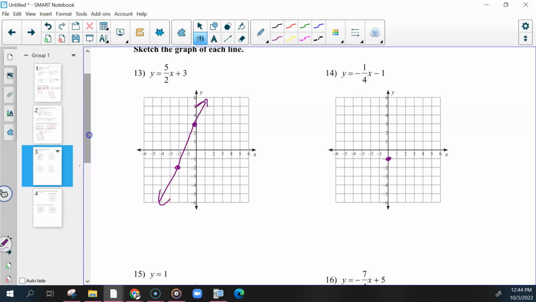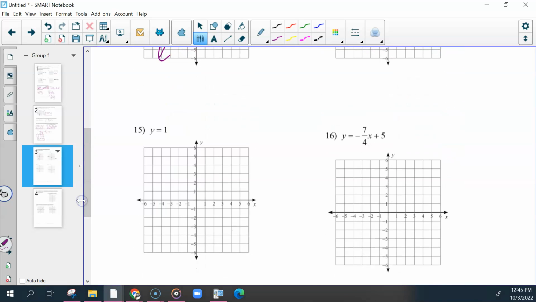For this one, you should have a point at -1 and at least 2 others. Here and here. So calculate something like this. For 15, because it is a horizontal line, we're going to plot a point at this point, y equals 1, and then draw a horizontal line through it.